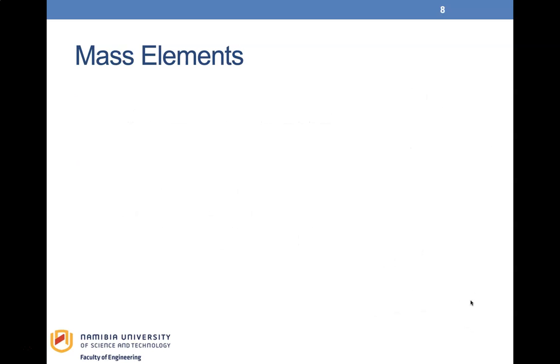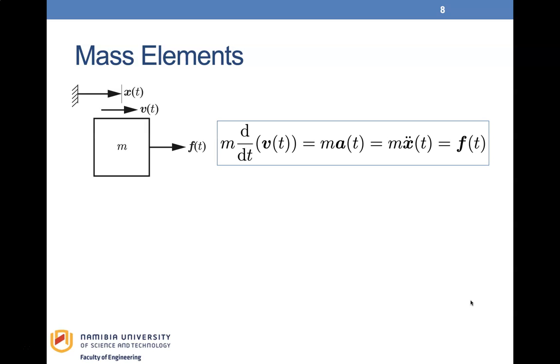So now let's look at the mass elements. This is a mass element with force applied to it. If you remember Newton's second law, the force will be equal to mass times acceleration, which is mass times the differential of the velocity, which is m times a. The t in front of a and in front of v just tells us that this variable is with respect to time, so v with respect to time.